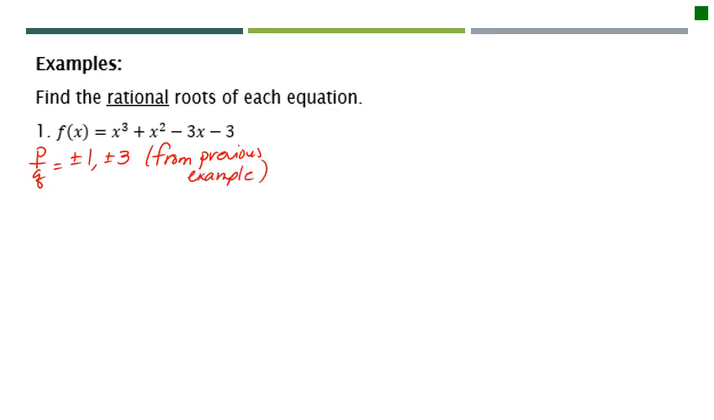So now what we're going to have to do, and this is doing things the long way, is use one of those 3 methods. I'm actually going to do this one by synthetic division, and then I'm going to do the next 2 by plugging in, because I want to show you a shortcut on the calculator for those. So I have 4 possibilities.